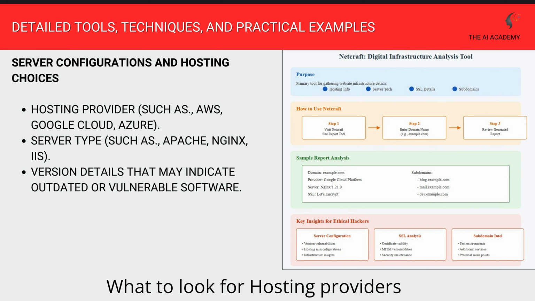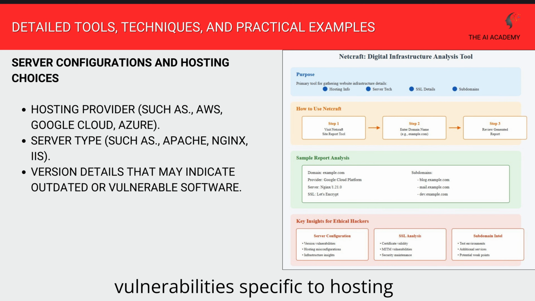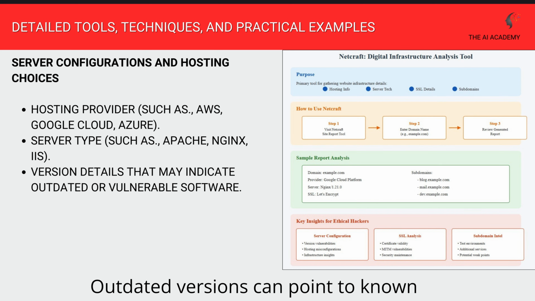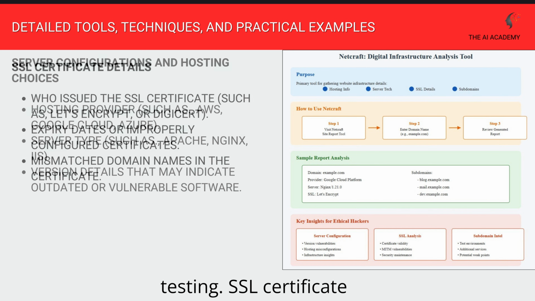What to look for. Hosting providers such as AWS, Google Cloud, Azure. Server types such as Apache, Nginx, IIS. Version details that may indicate outdated or vulnerable software. Why it's useful. It identifies potential misconfigurations or vulnerabilities specific to hosting providers or server types. Outdated versions can point to known exploits, providing an entry point for testing.